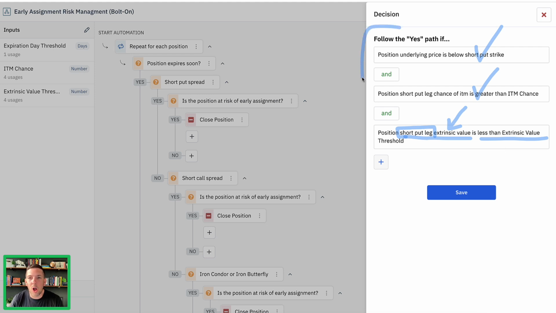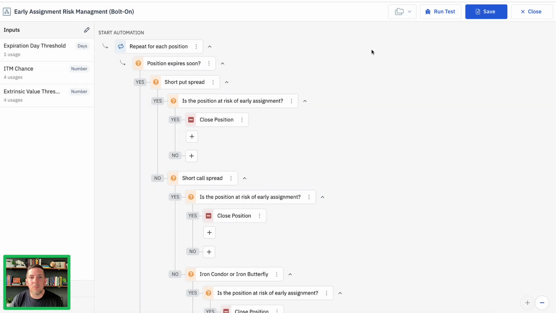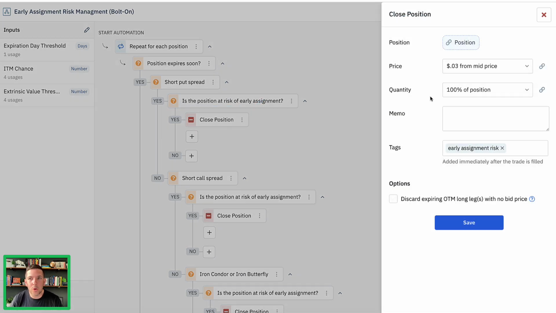If all of these are true, this and this and this, then what the automation does is it goes to the yes path, and on the yes path, I've given the bot authorization to say, go ahead, close the position. Now I do it 3 cents from the mid price, so I give it a little bit of leeway. I want to close 100% of the position. I don't want to close a certain number of contracts or whatever. And what I do for myself is I simply tag the position early assignment risk.